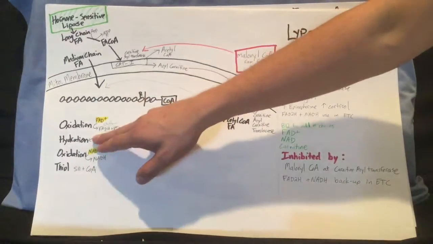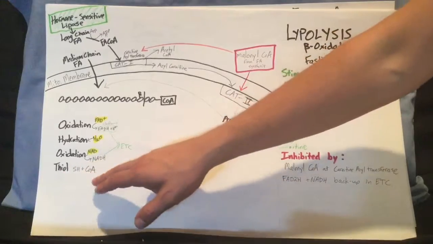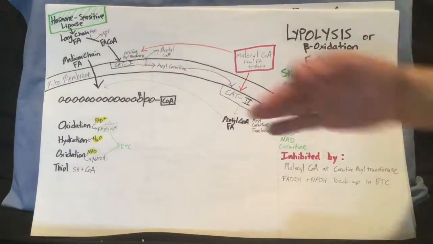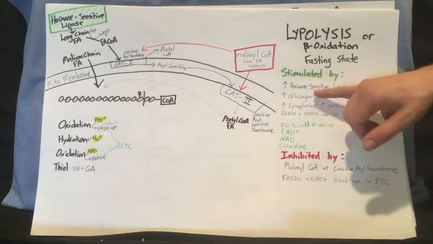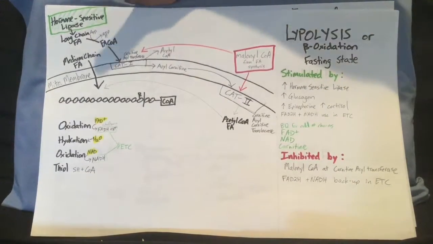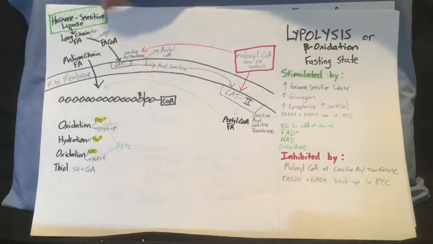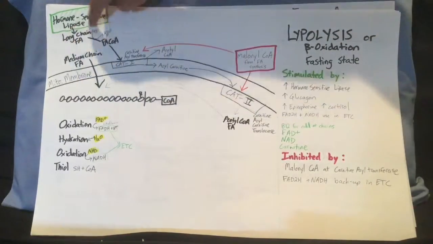So we've got oxidation, hydration, oxidation, thiolysis. We've got a sulfhydryl and a CoA. That's all being used to break this down 2 at a time. Now, what stimulates lipolysis, beta oxidation? Hormone-sensitive lipase. So glucagon is going to increase the levels of this, or it's going to signal to this, hey, let's get to work. Let's start snipping our fatty acids.